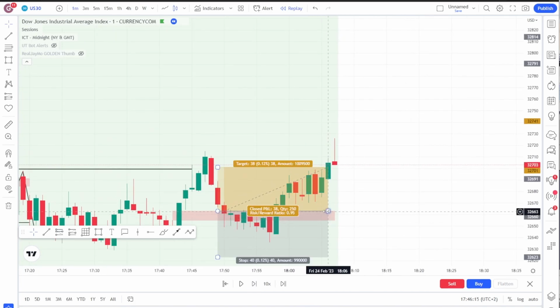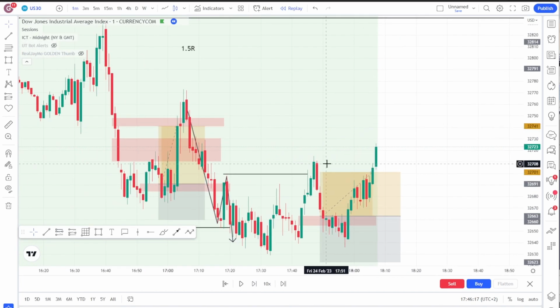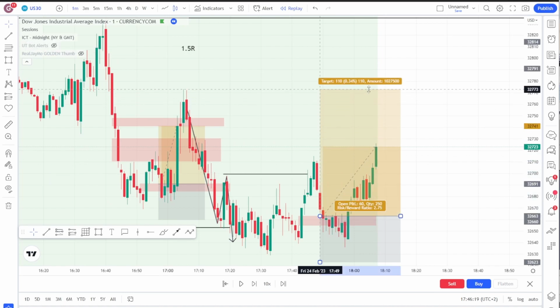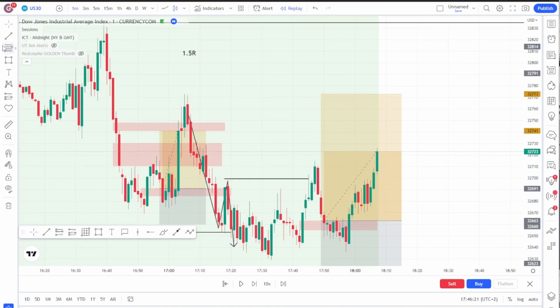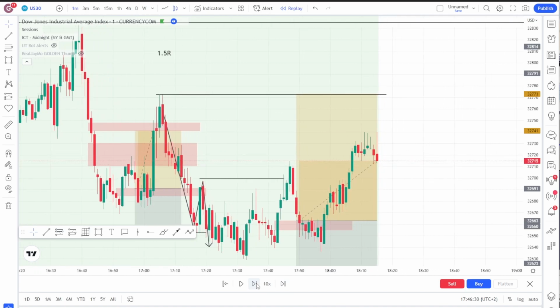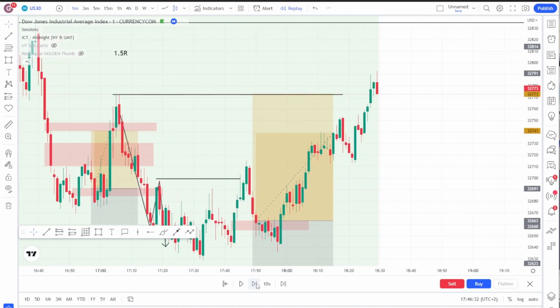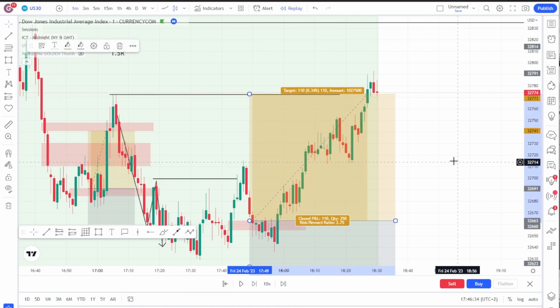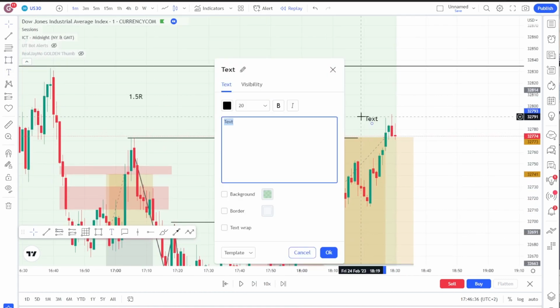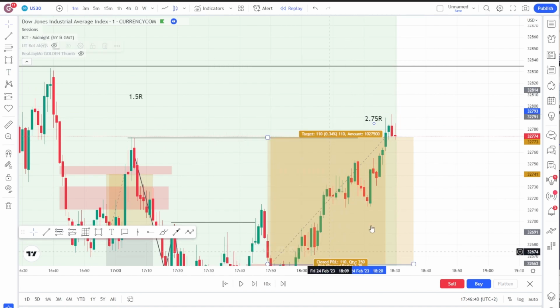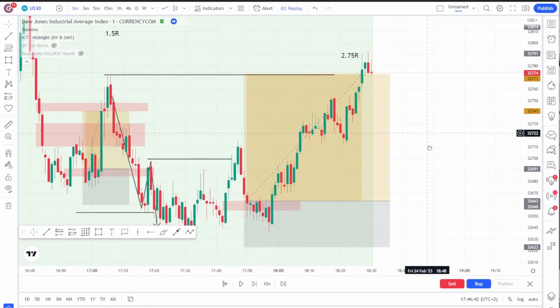Okay, so now we take some partials and go break even. I would then take full TP at this high, okay? So now the trade is at break even and we have taken partials on the trade. Right. And our full target is hit for 2.75R. And when I say R, okay, that's risk, okay?